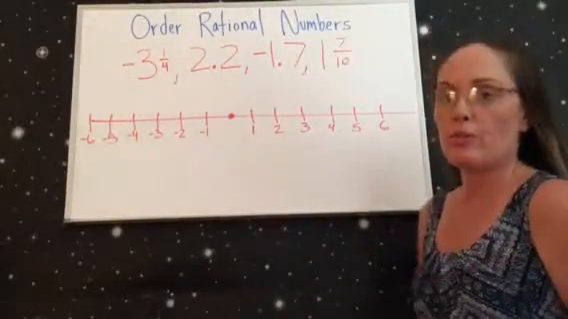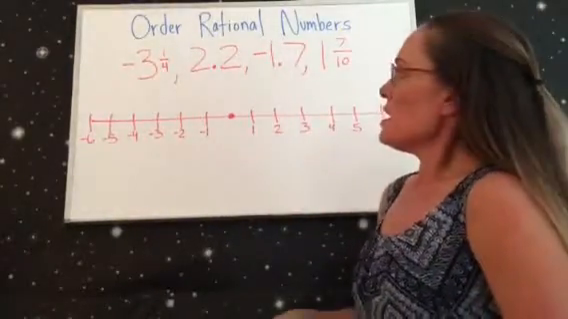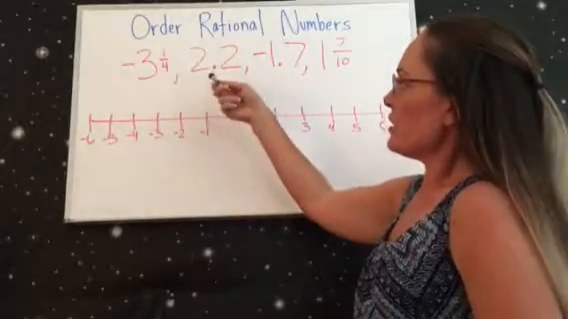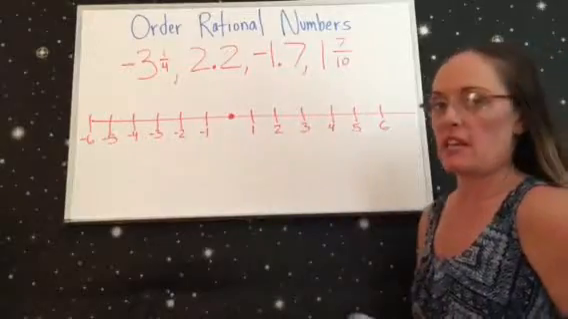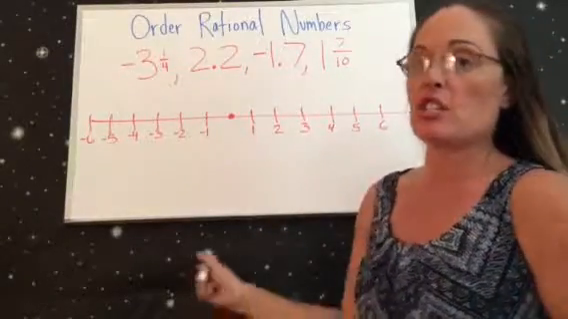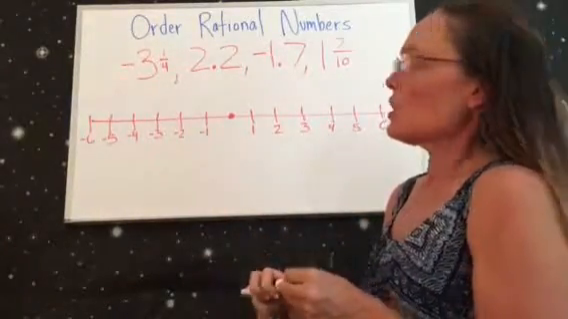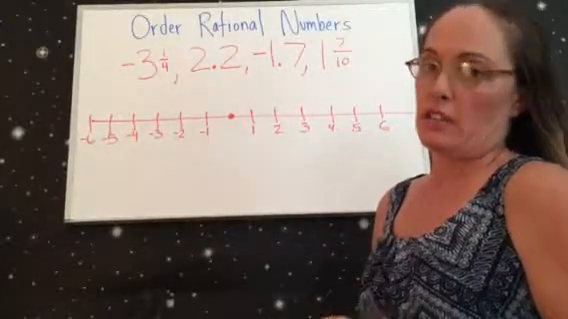Now we are going to order rational numbers. So you'll see we have a negative 3 1/4, a 2.2, a negative 1.7, and a 1 7/10. So I want to take care of the fractions first. So you need to turn them all into numbers with decimals.